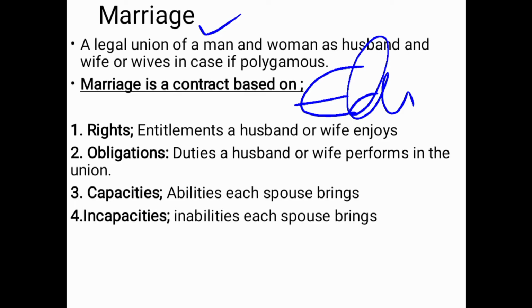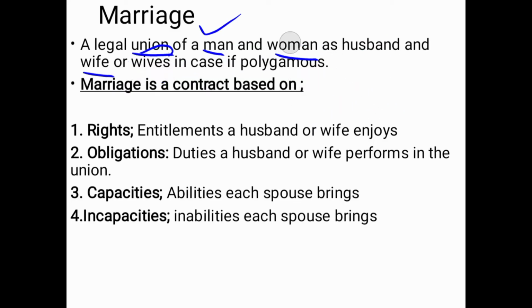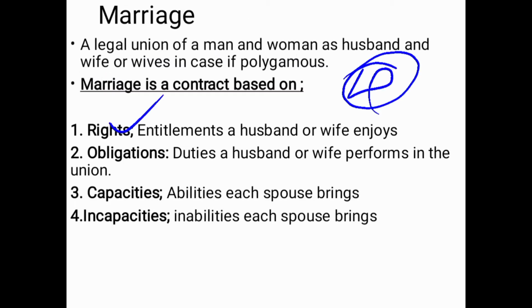Marriage is simply a legal union of a man and a woman as husband and wife, or wives in case of polygamous. A legal union of a man and a woman as husband and wife. Now, in case of having more than one wife, we call that polygamous. That's why we are putting all wives here. That legal union is what we call the marriage. A marriage is a contract based on four things.